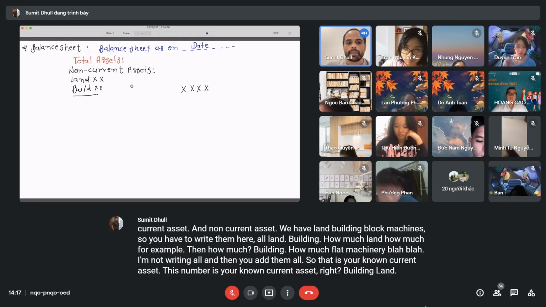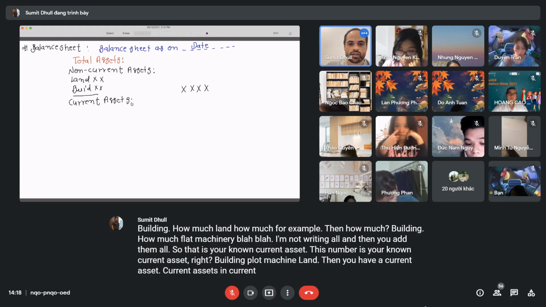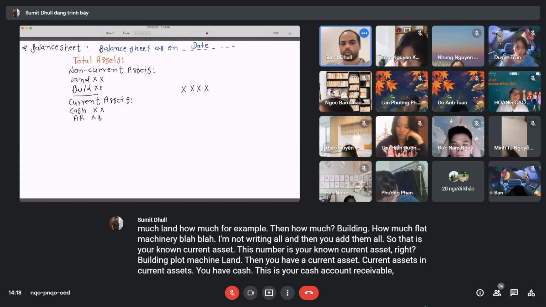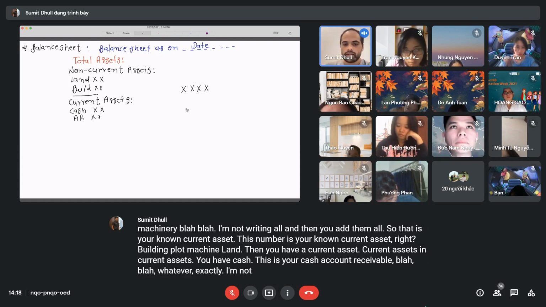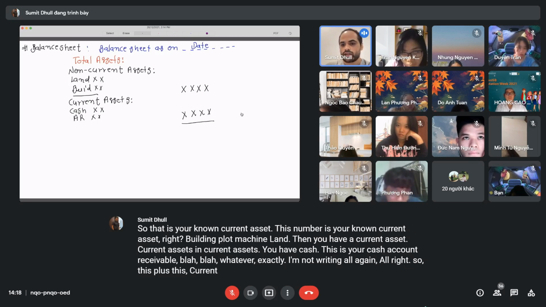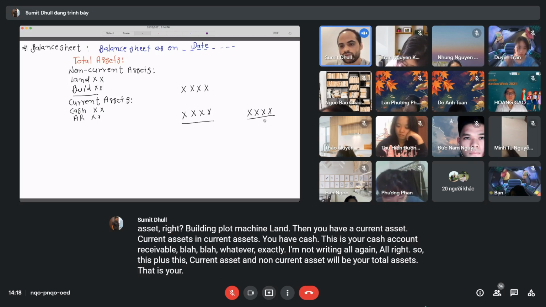Land, building, plant, machinery. Then you have a current asset. Current assets. In current assets, you have cash. This is your cash, account receivable, and so on, etc. I'm not writing all again. All right. So this plus this, current asset and non-current asset, will be your total assets. That is your total assets.